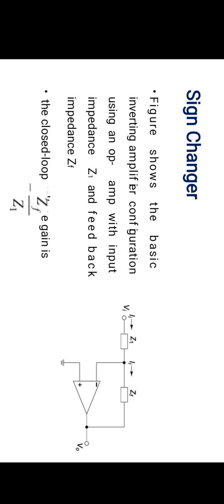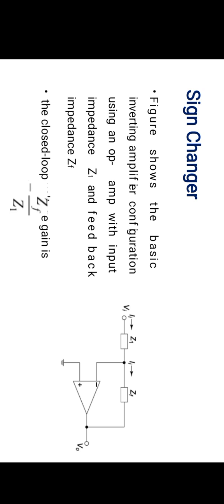In the ideal inverting amplifier, if RF equal to R1, then the gain is equal to minus 1. Thus the magnitude of output is the same as that of input, but its sign is opposite to that of the input. V0 equal to minus Vin for RF equal to R1. This circuit is called sign changer or phase inverter.